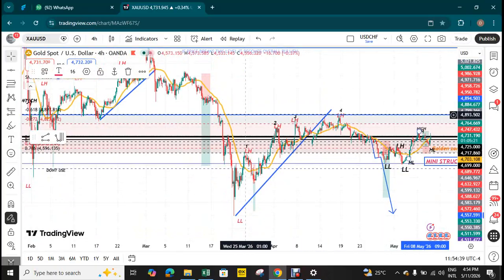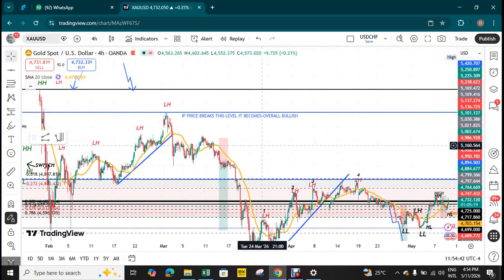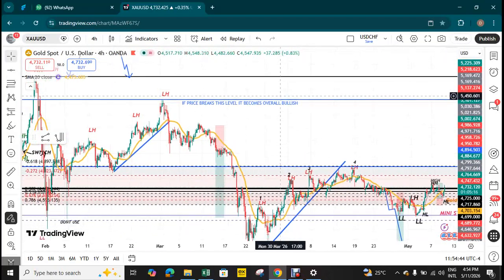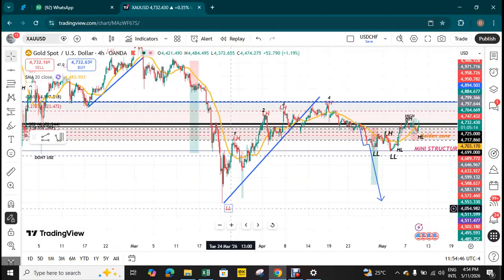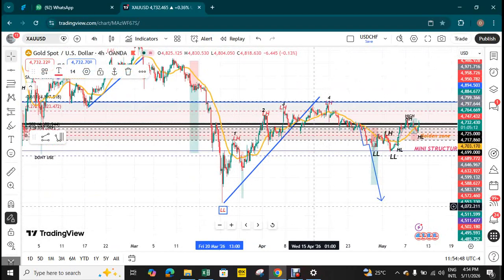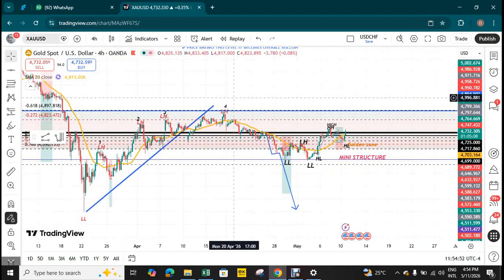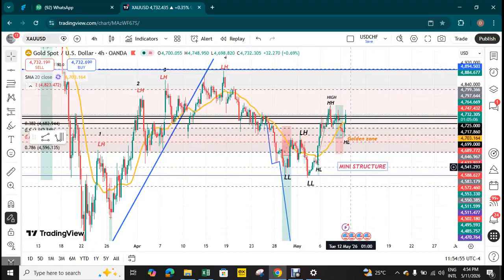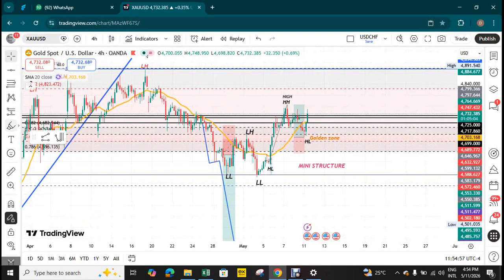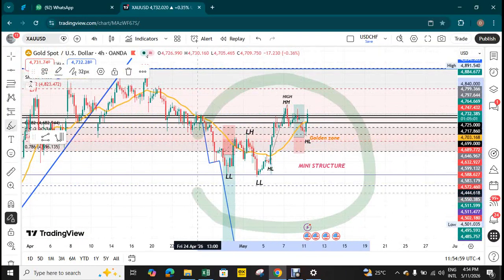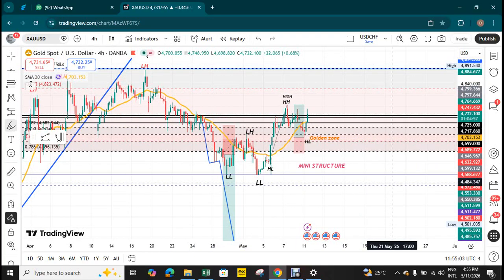Where we have our higher high, our lower high here, and our lower low here. That's the bigger picture of the whole chart. This is the main structure. We have L1, L2, L3, L4, and the main structure is what we have here. This area is what we are looking at. The mini structure is inside the main structure. That's what we want to see, and that's what we're working on.